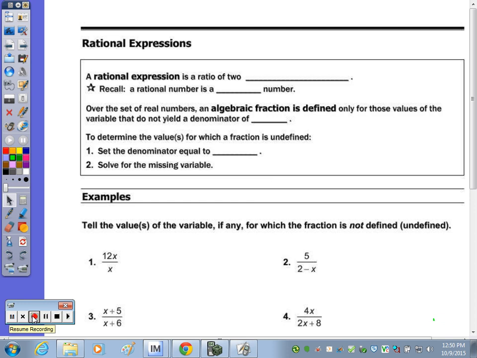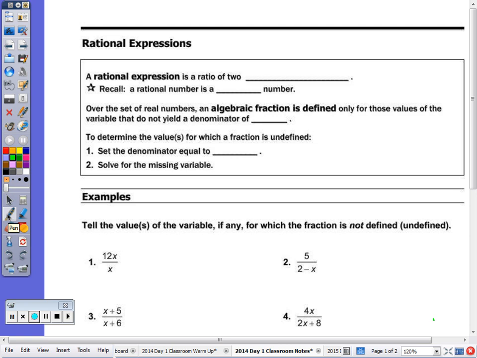All right, at the top of your page, rational expression. So some of you are already filling in the blanks. Good. A rational expression is a ratio. That's the root word. We talked about rational numbers. But because it's an algebraic fraction or a rational expression, the expression means we're going to deal with algebra. So it's the ratio of two polynomials.